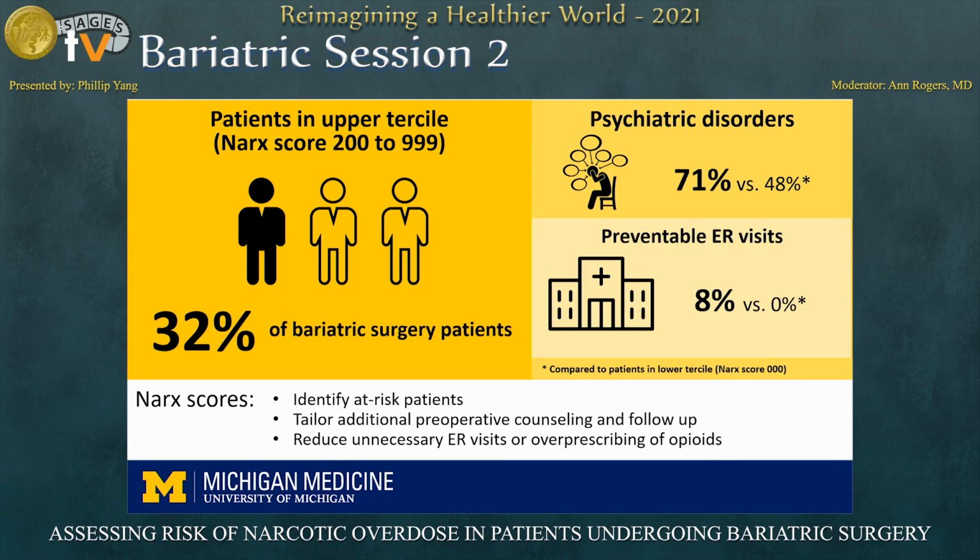So in summary, we found that in our study of bariatric surgery patients, about a third of patients had a NARC score of 200 or greater, which correlates to a 10-fold increased risk of narcotic overdose. Patients in the upper tercile also had higher rates of psychiatric disorders and were more likely to present to the ED without a complication or require readmission. So we believe that NARC scores can identify at-risk patients and help tailor additional preoperative counseling and follow-up and reduce unnecessary ER visits and overprescribing of opioids.